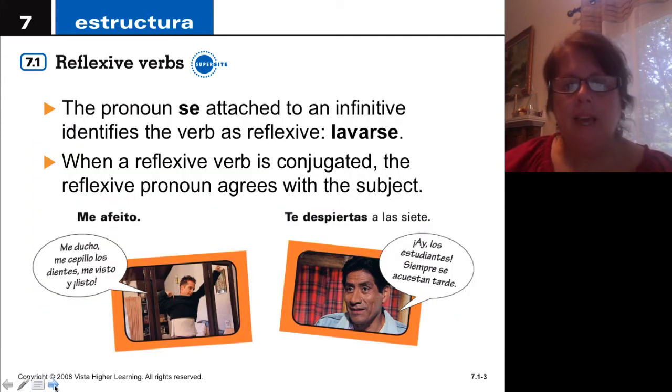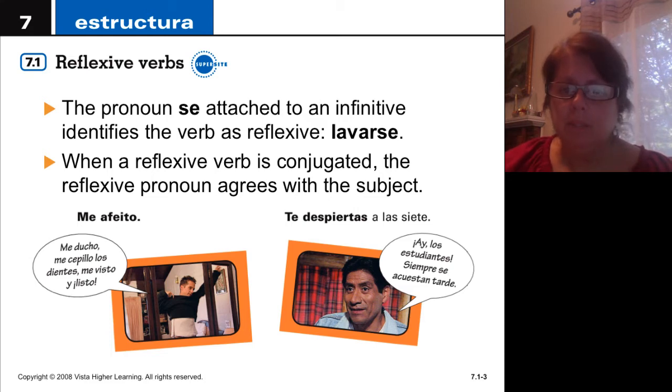The pronoun se, attached to an infinitive, identifies the verb as reflexive, lavarse. The verb lavar means to wash. You might wash your car, you might wash your dog, you might wash up the baby. If you do those things, that is lavar. But when you wash up or wash yourself, we add the se on the end, and the verb is lavarse.